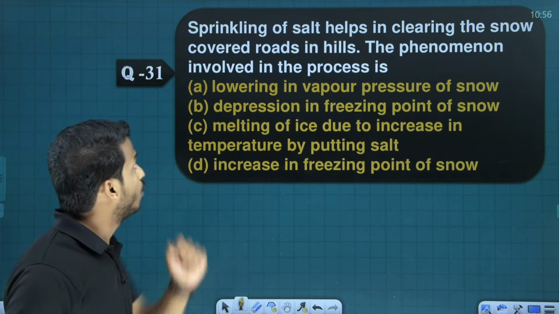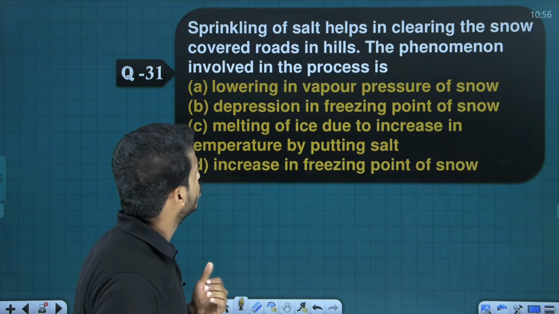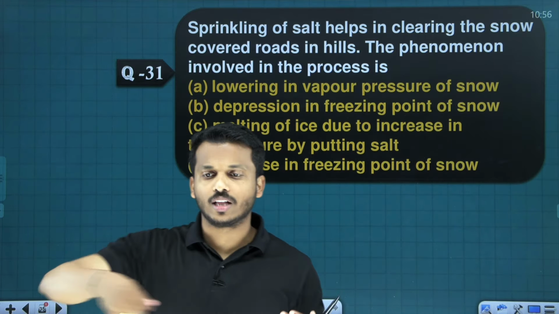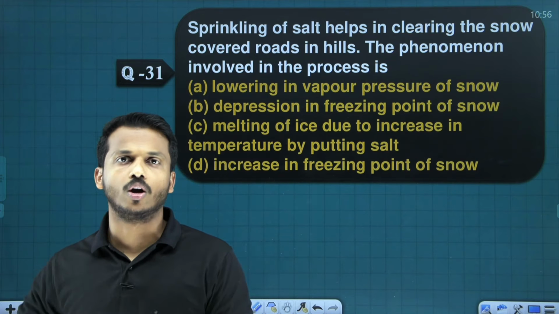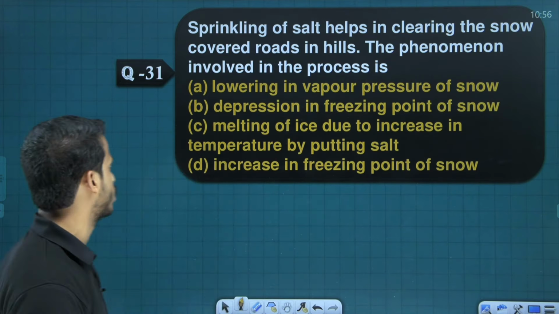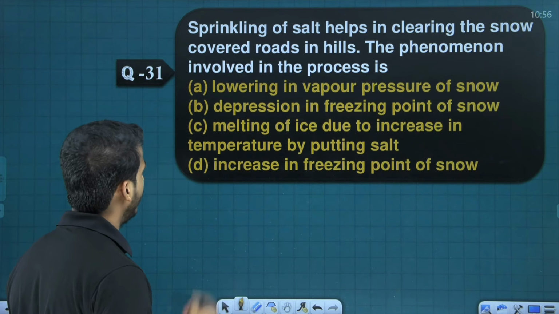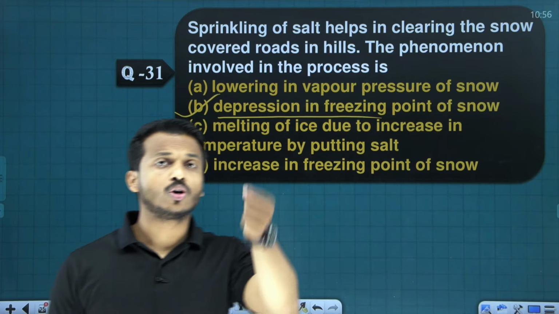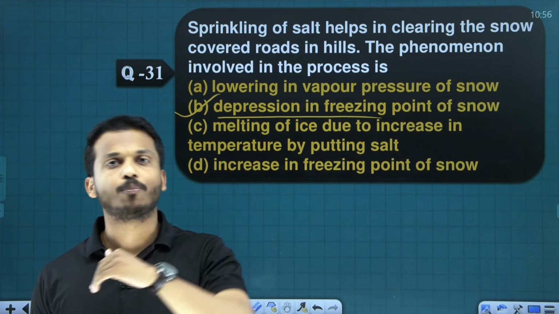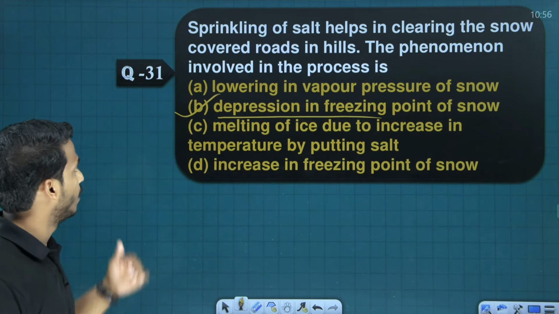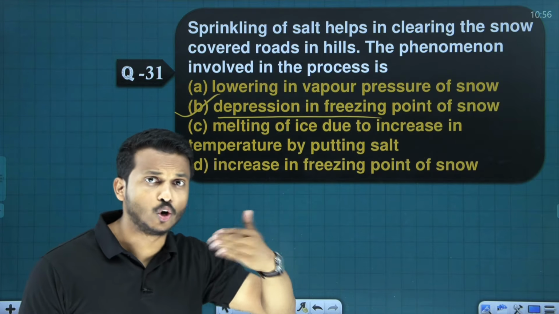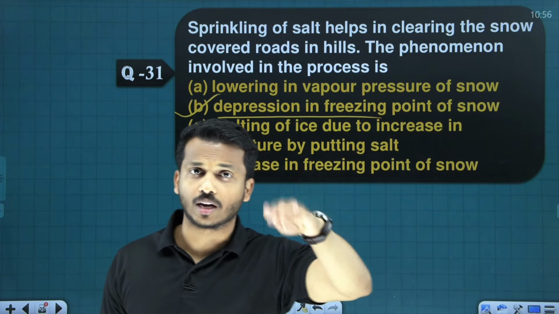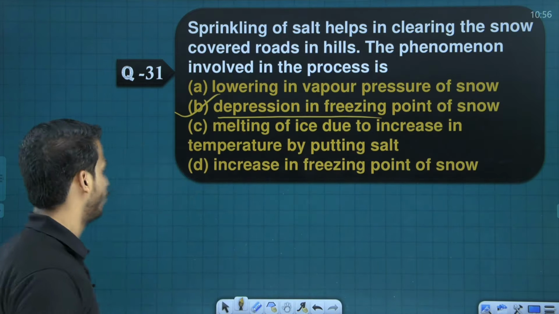Next, sprinkling of salt helps in clearing the snow-covered roads in hills. In the snow region, they pour this salt. They can lower the freezing point of which one? The snow. Lowering in vapor pressure, no. Depression in freezing point of snow, yes. The salt is a solute, right? When you add solute to the solvent, the freezing point decreases. The more solute particles come, especially here salt is a solute, when you pour it on the surface of the snow, that will cause depression in the freezing point of snow.